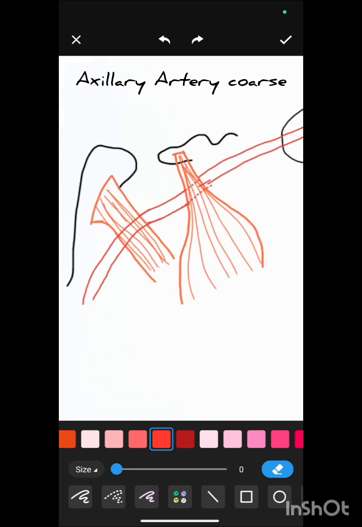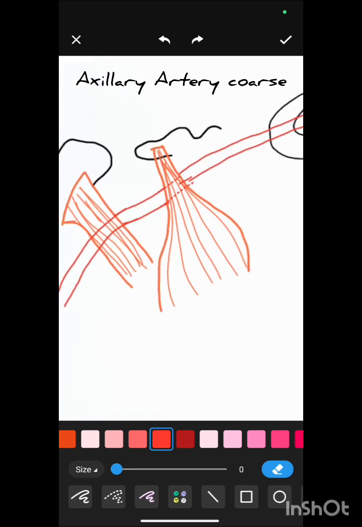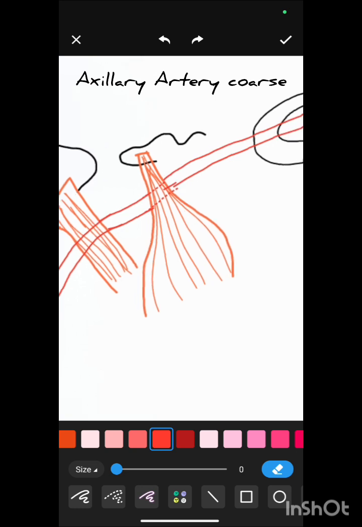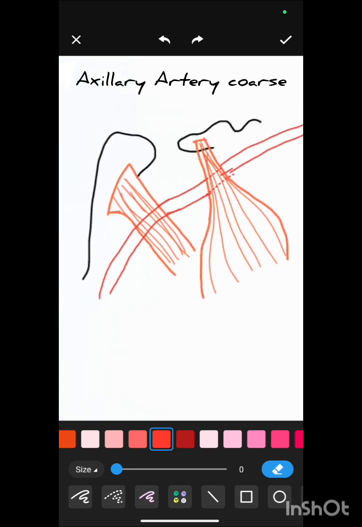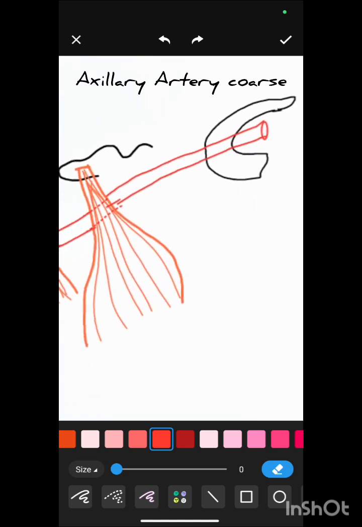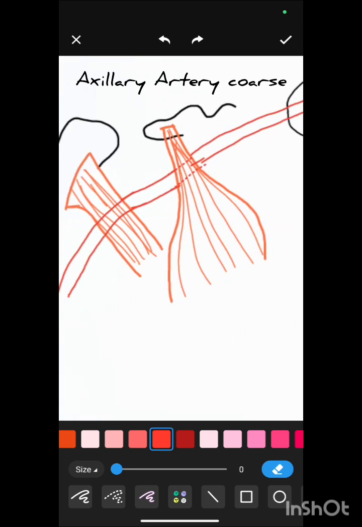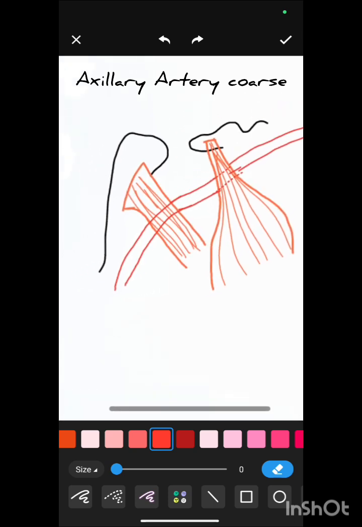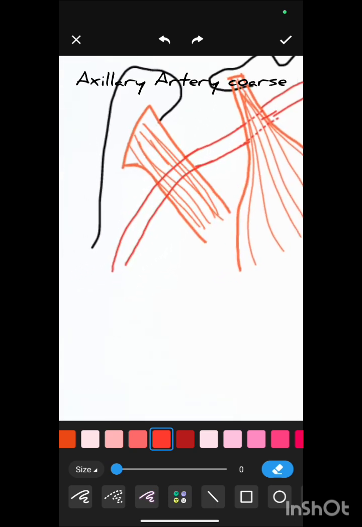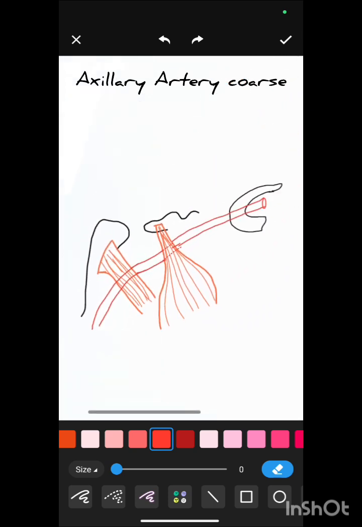As it passes, it is crossed by the pectoralis minor. The crossing of this muscle divides the axillary artery into the first part, second part, and third part. The first part is superior or proximal to the muscle. The second part is posterior or deep to the muscle, and the third part is inferior or distal to the muscle. That's all about the three parts of the course.